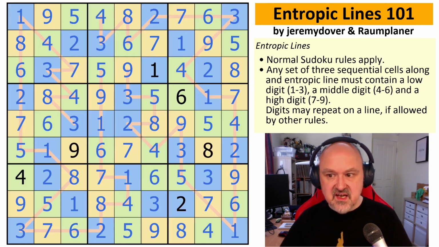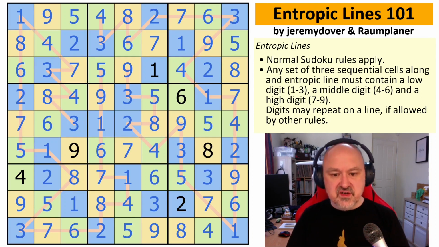And that is Entropic Lines 101. So, yes, very much an introduction to how do these lines work and how do you think about making high-low. Sorry, it's not just high-low, it is low, middle, and high. This is an interesting constraint.